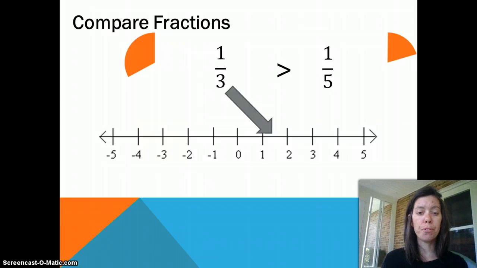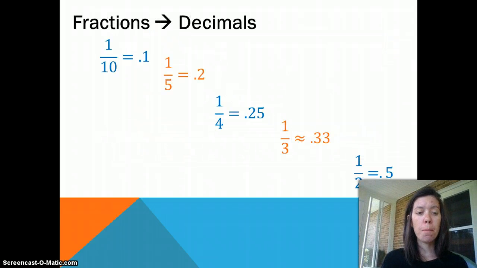It might be helpful for you to memorize and understand these conversions between fractions and decimals if you don't have them memorized already. 1/10 is the same as 0.1, 1/5 is the same as 0.2, a quarter or 1/4 is 0.25, a third is about 0.33, it's actually a little bit bigger than that, and 1/2 is 0.5. This can help you as you look at different fractions and visualize where they belong on the number line. So go ahead and use these tools and try to put your fractions in order.